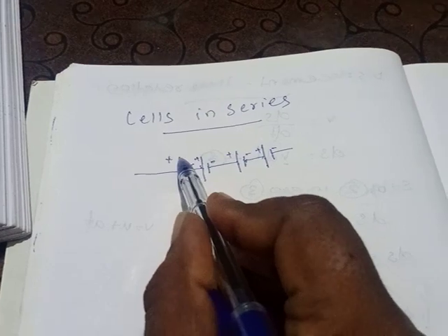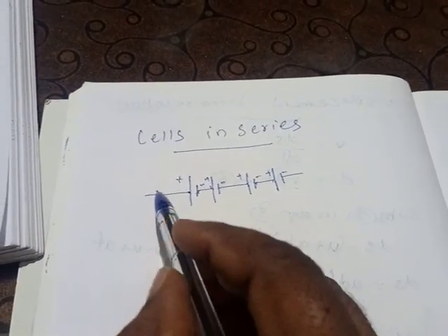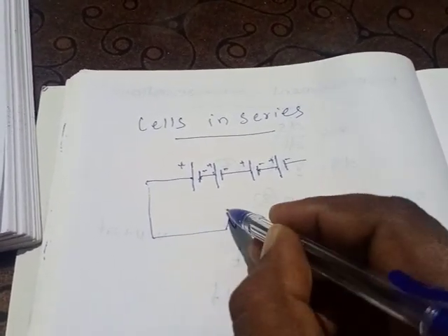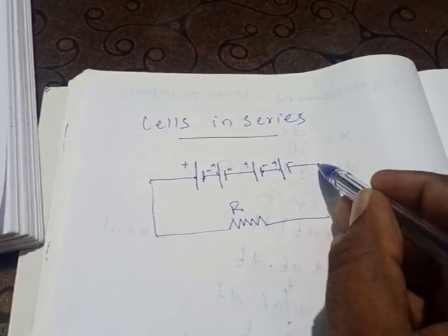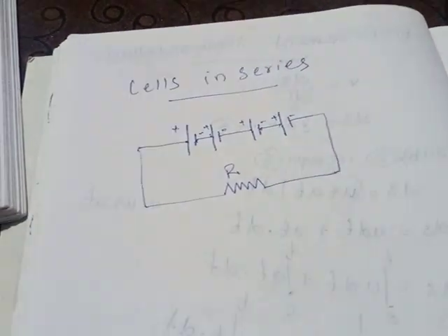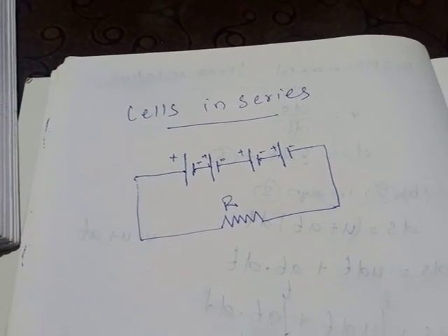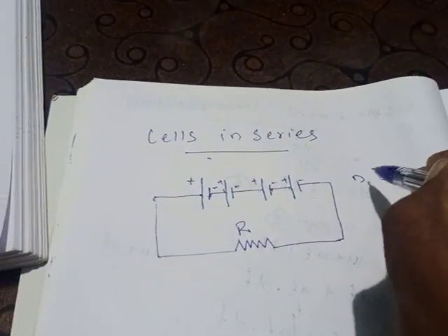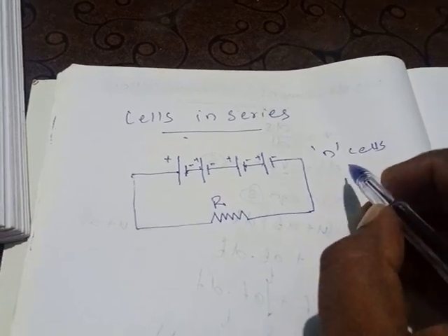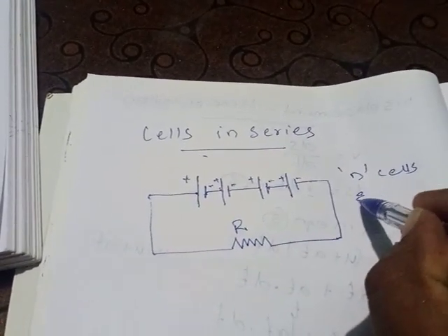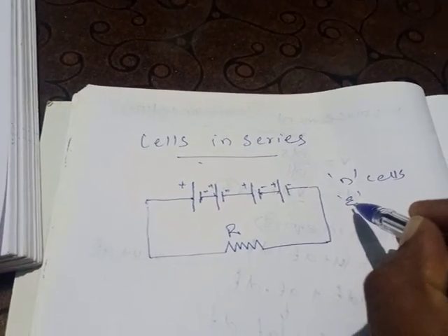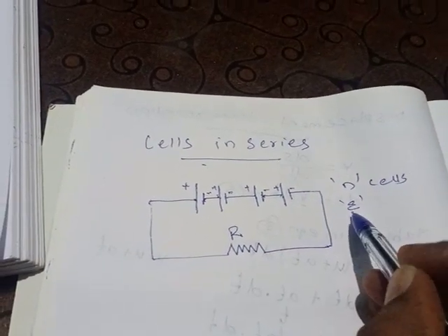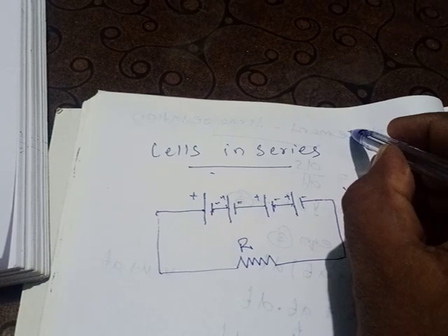You see that the positive terminal at one end is connected with an external resistor R, and the negative terminal at the other end is also connected with this external resistor R. Now assume that n cells are connected, and each of the cells has EMF, and you can use the symbol epsilon. In the old textbook you can see one symbol like this.